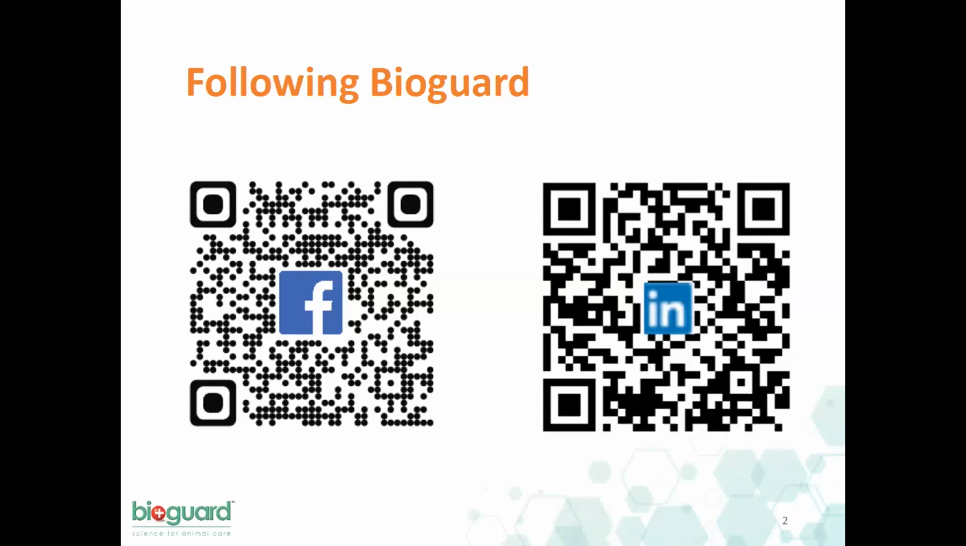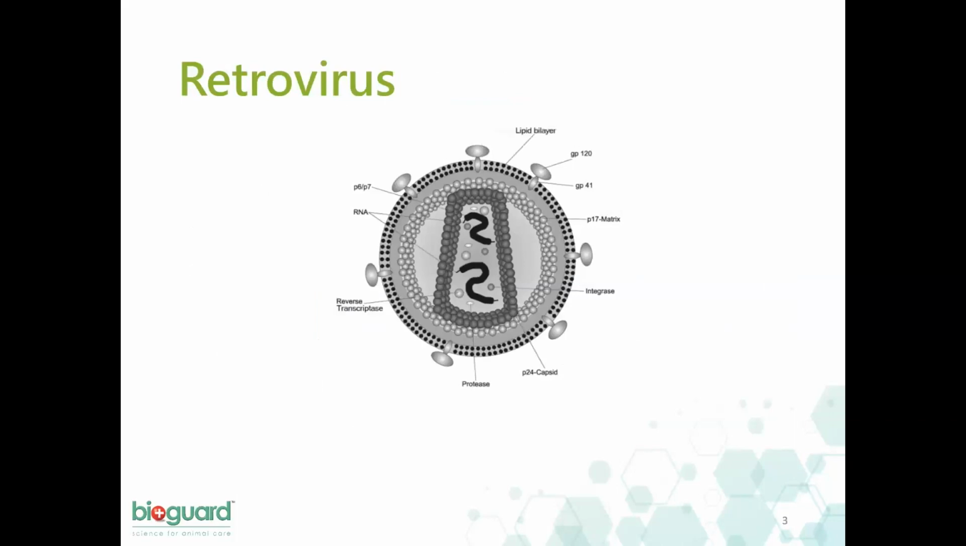Today's webinar is about two important retroviruses that affect the feline population worldwide. These retroviruses affect the immune system of the patient. This image shows the structure of a retrovirus with its different components like proteins and enzymes and others. So what is a retrovirus?